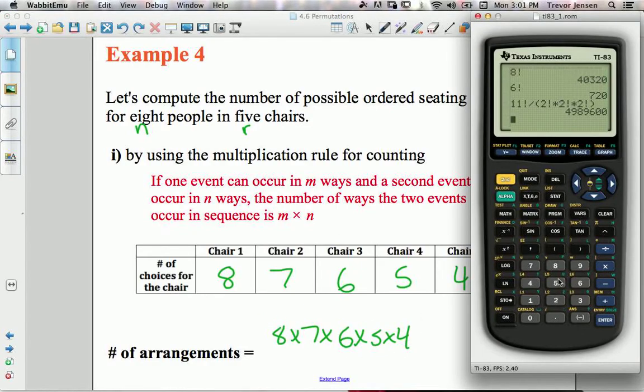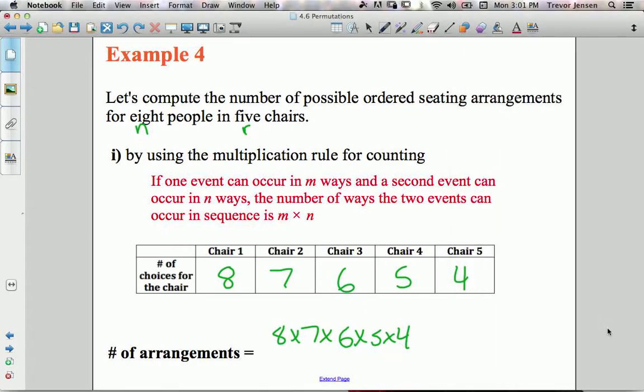So on our calculator, we have 8 times 7 times 6 times 5 times 4. Hit enter. 6,720. So that's using the multiplication rule for counting. 6,720 different ways that I could choose 5 people from a group of 8 to sit in 5 chairs. And those are the number of ordered arrangements of the 8 people into 5 chairs.